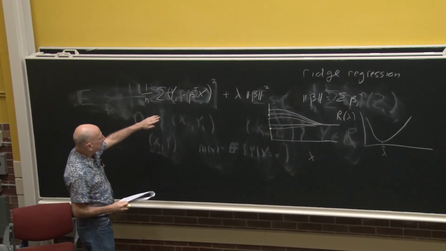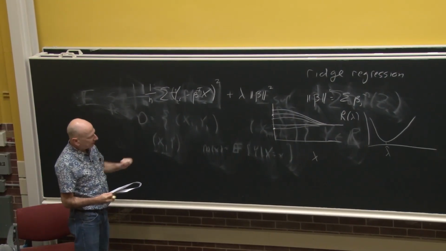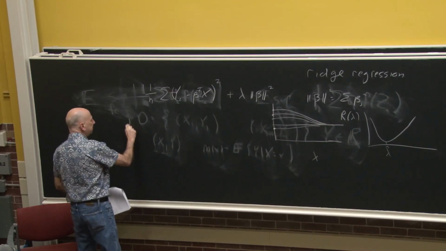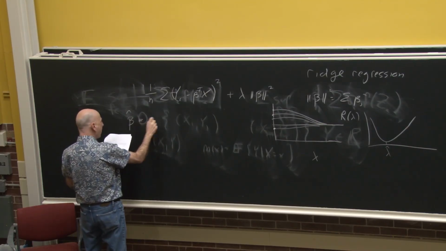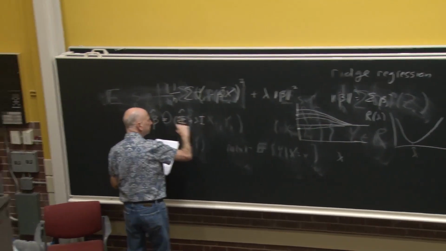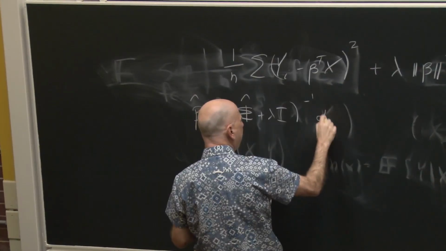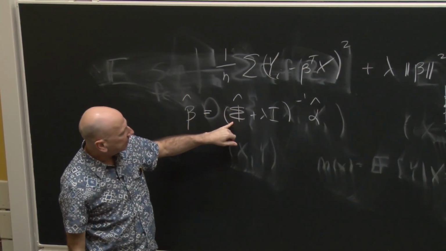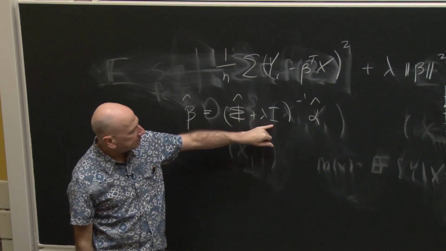The nice thing about it is if I minimize this, because everything here is differentiable and so on, we can write down exactly what the estimator is. It's just beta hat equals (sigma hat plus lambda I) inverse times alpha hat. So the only thing that's changed is where we had sigma hat inverse, now we add lambda times the identity matrix.